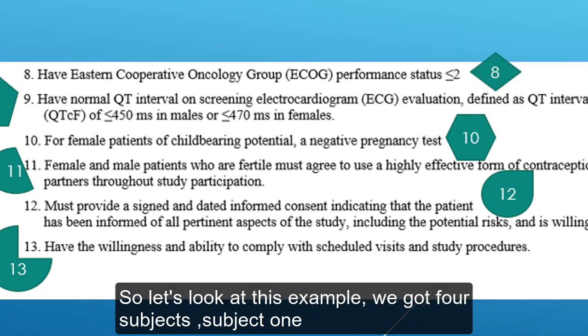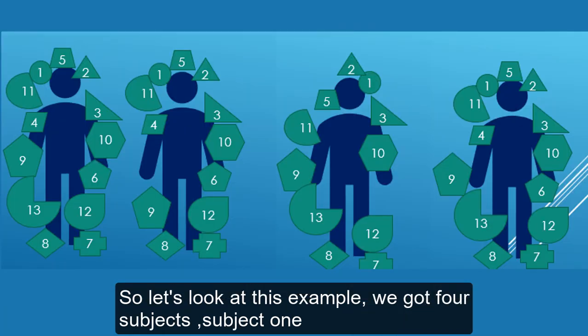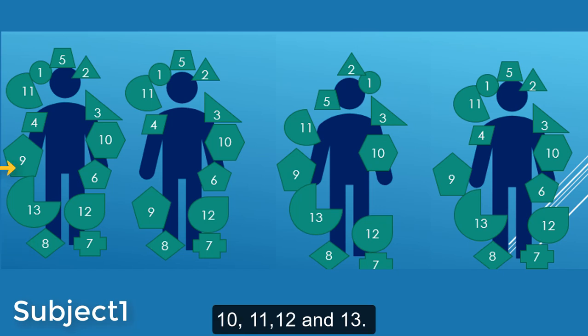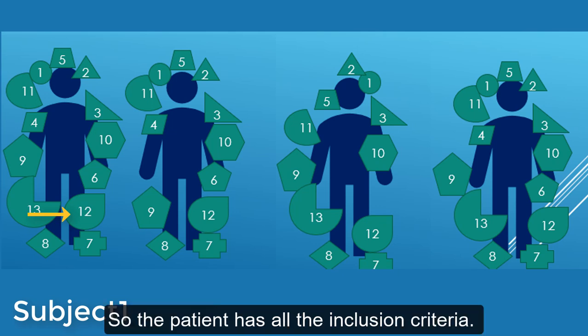So let's look at this example. We got 4 subjects. Subject 1, so you see with the inclusion criteria, right? Circle number 1, triangle number 2 is there, 3, 4, 5, 6, 7, 8, 9, 10 is there, 11, 12 and 13. So the patient has all the inclusion criteria.